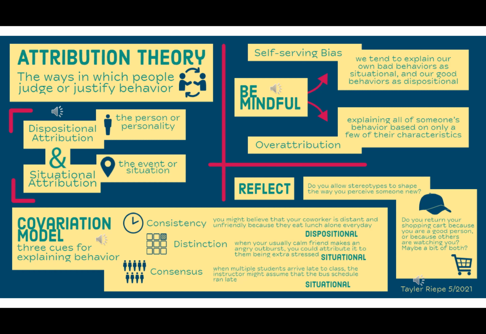Finally, consensus is where we see many people displaying the same behavior. For example, when one person wears tie-dye while at Disneyland, you might just imagine they like tie-dye, which would be dispositional. However, when you see a large group of people wearing tie-dye at Disney, you could conclude that they are all together. Perhaps it's a family reunion, which explains the tie-dye as much more situational.